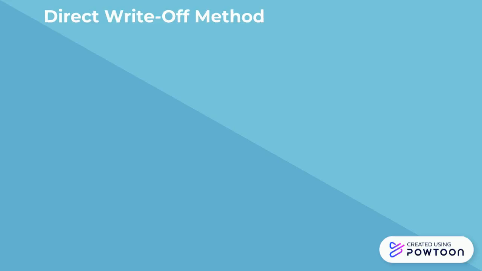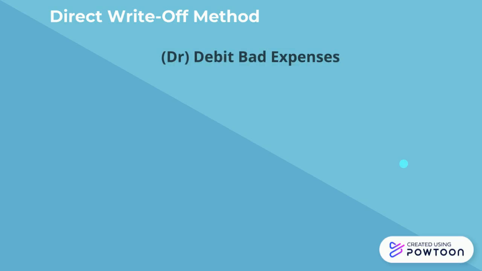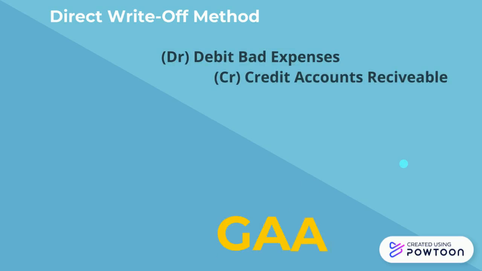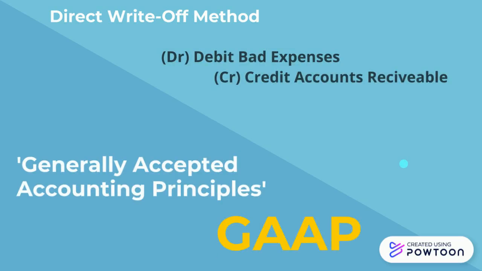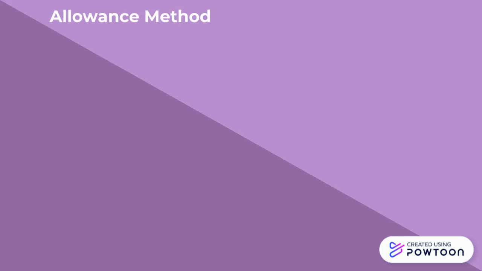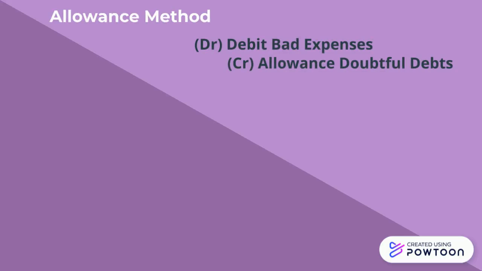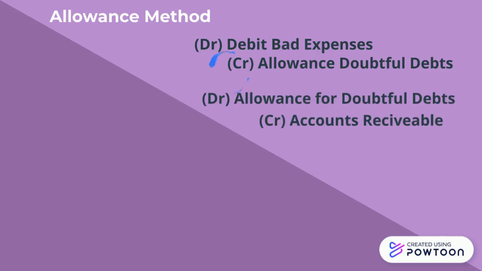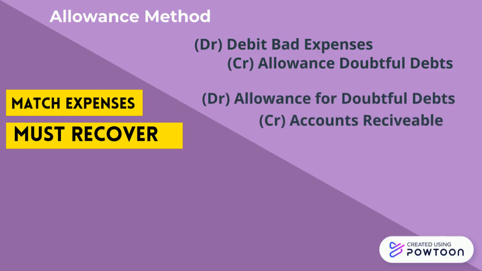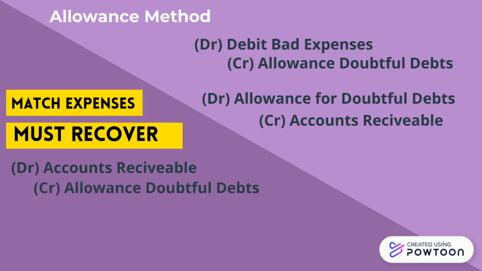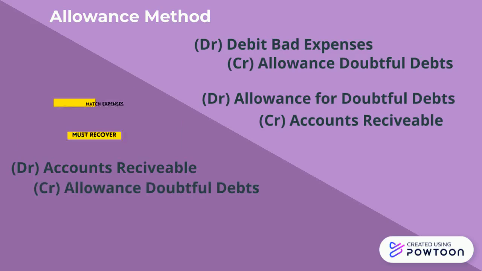For the direct write-off method, we debit bad debt expense and credit accounts receivable. However, this method violates GAAP principles, with the only exception being when bad debt expense is immaterial to the company. Contrastingly, through the allowance method, we recognise bad debt by debiting bad debt expense and crediting allowance for doubtful debts. Then we debit allowance for doubtful debts and credit accounts receivable. To effectively match expenses from the uncollectible receivable, we must recover the allowance by debiting the accounts receivable account and crediting allowance for doubtful debts, ultimately covering the write-off.